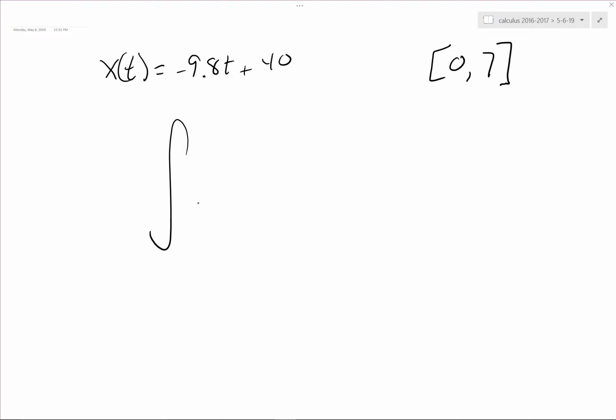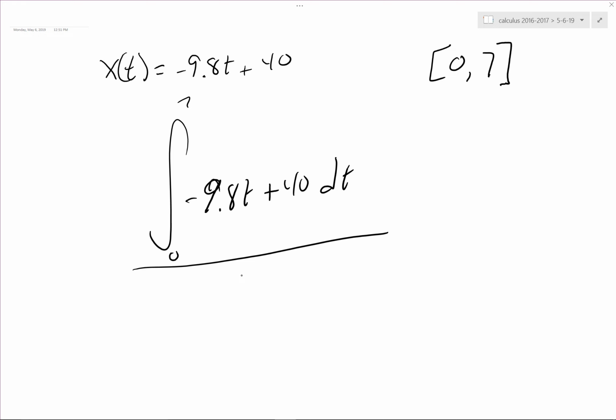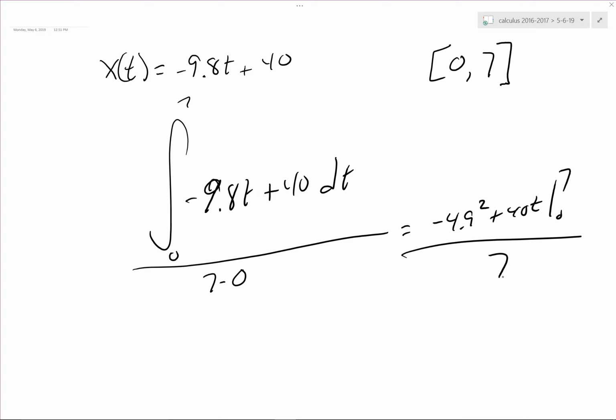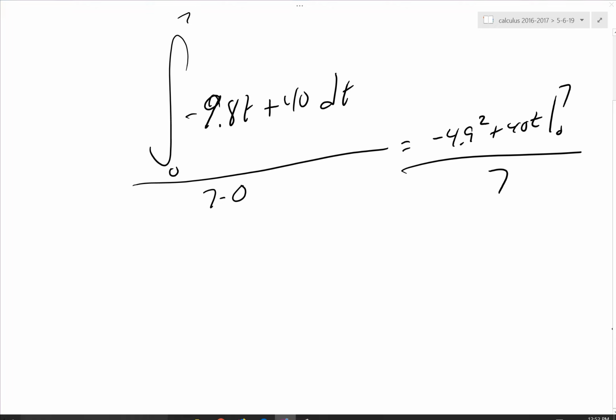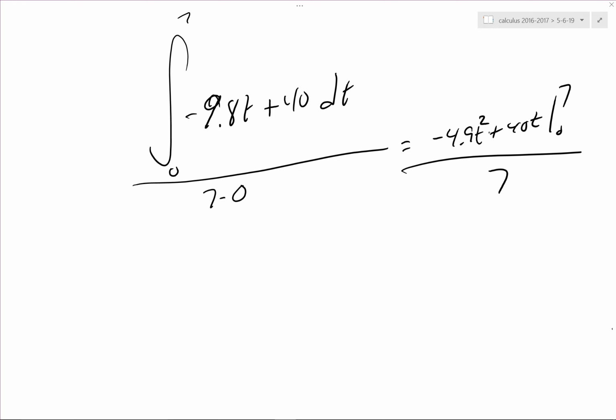I don't know. When I integrate this, I know what I'm going to get. What am I getting? I'm getting displacement, true? And then when I divide it out by the time, it's going to tell me the average speed across that interval, yes? So if you do this, you're going to get negative 4.9t squared plus 40t, 0 to 7, divided by 7. I suck at math, so if someone would help me out, that'd be swell. Oh, there's a t, yes, thank you, dear. Well done.